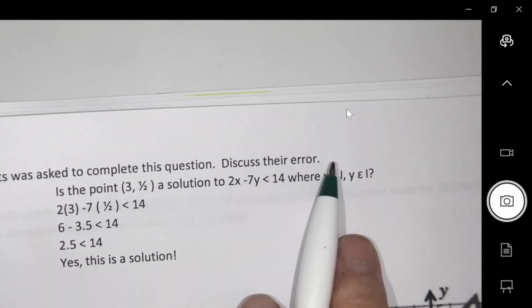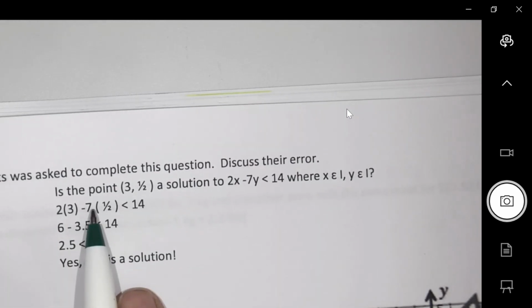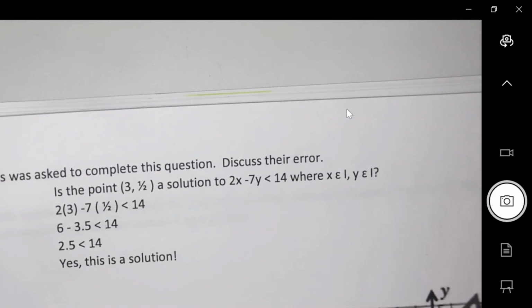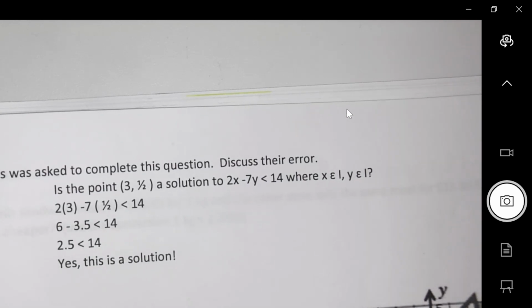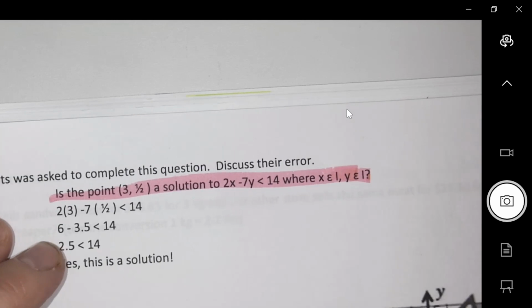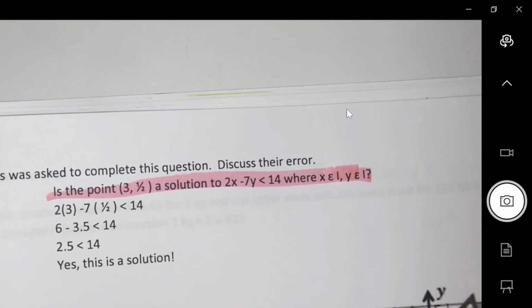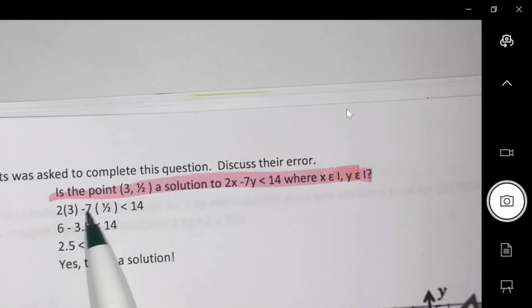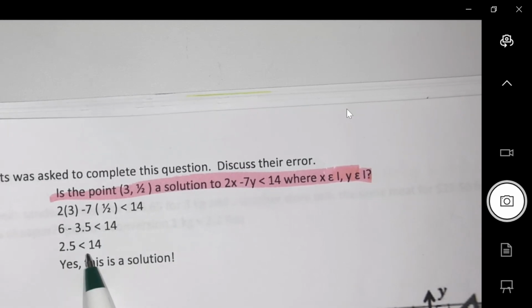A student was asked to complete this question. The question said, is this point a solution? Is that point a solution to this? And so they plugged it in and they said, well, if I plug in the x and the y, then I got 2.5 is less than 14, so therefore they said, yes, it is a solution.